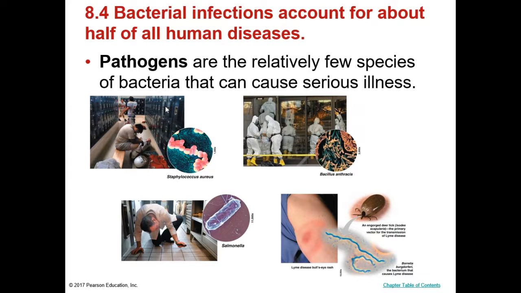Again, pathogens are bacteria that cause a disease and serious illness and can cause death in animals. Some examples are Staph aureus with skin infections, like scalded skin syndrome, Bacillus anthracis with anthrax, and Salmonella with food poisoning, right? So this causes mostly digestive infections, right? Lyme disease and Borrelia and so on, right?